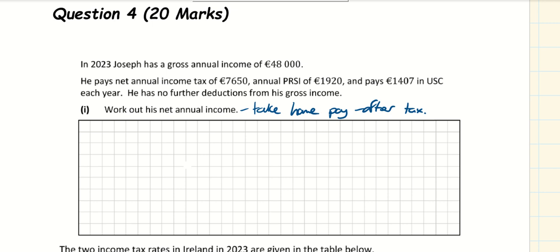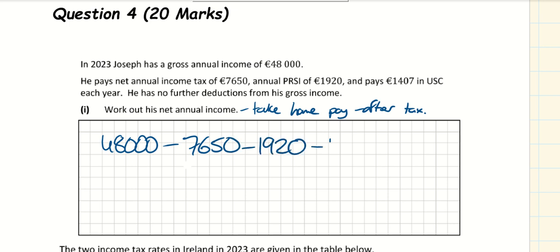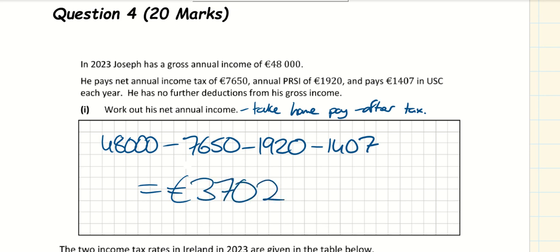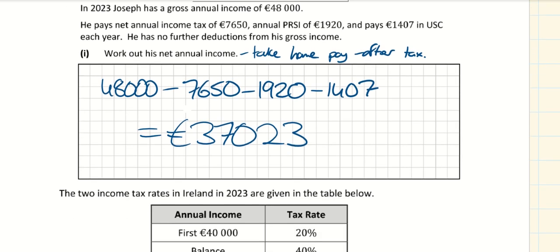That's after tax he does this. So he starts off with 48,000 and he's going to take away all his tax. So 7,650 minus 1,920 minus 1,407. You could always add them together and then take them all away in one go. But either way, you are going to get that he's left out with 37,023 euro after tax. Okay, a nice easy one.